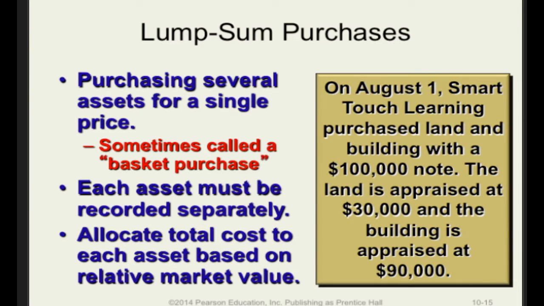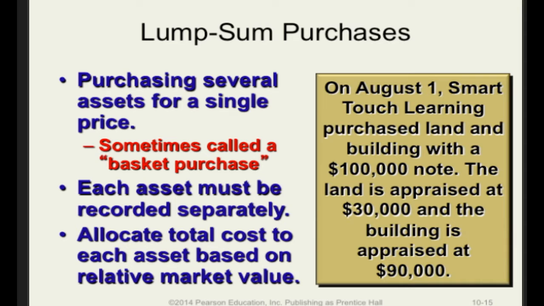Sometimes a company pays one price for several assets. This is sometimes called a basket purchase. Accounting principles require that companies must assign a cost to each uniquely identifiable asset that is acquired. In the case of a basket purchase or lump sum purchase, the total cost must be allocated to each of the assets acquired. This is accomplished by allocating the cost to each asset based on its market value relative to the total market value of the assets acquired.